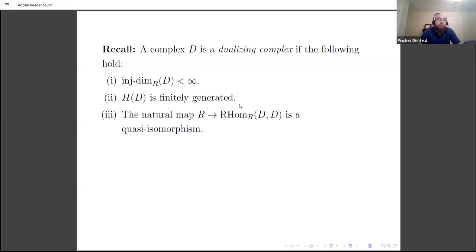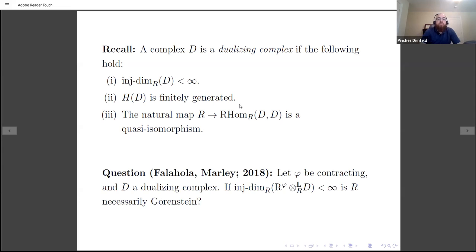So then they pose the question, what if instead of looking at the tensor product of R phi and D, I look at the derived tensor product? So the question is, if R phi derived tensor with D has finite injective dimension, is R necessarily Gorenstein? And then they left this question open in the paper, and I was trying to answer this question. So this is how I got into this topic.